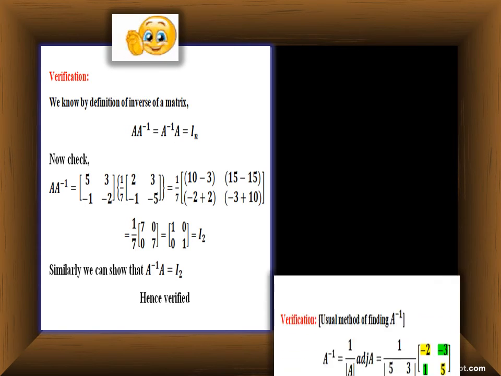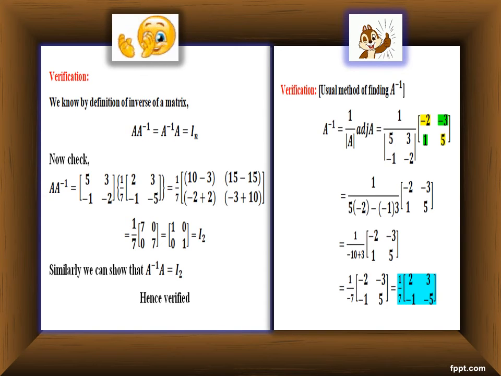Similarly, you can verify in another way. Since it is a 2 by 2 matrix, it is easy to use the direct way of getting the inverse, that is A power minus 1 equal to 1 by determinant A into adj A. You can directly substitute 1 by determinant A, and you get adj A by interchanging the main diagonal elements and changing the sign of the other two elements. You can easily substitute here, and you get 1 by 7 into the 2 by 2 matrix 2, 3, minus 1, minus 5. In both cases it is verified, so our answer is right.